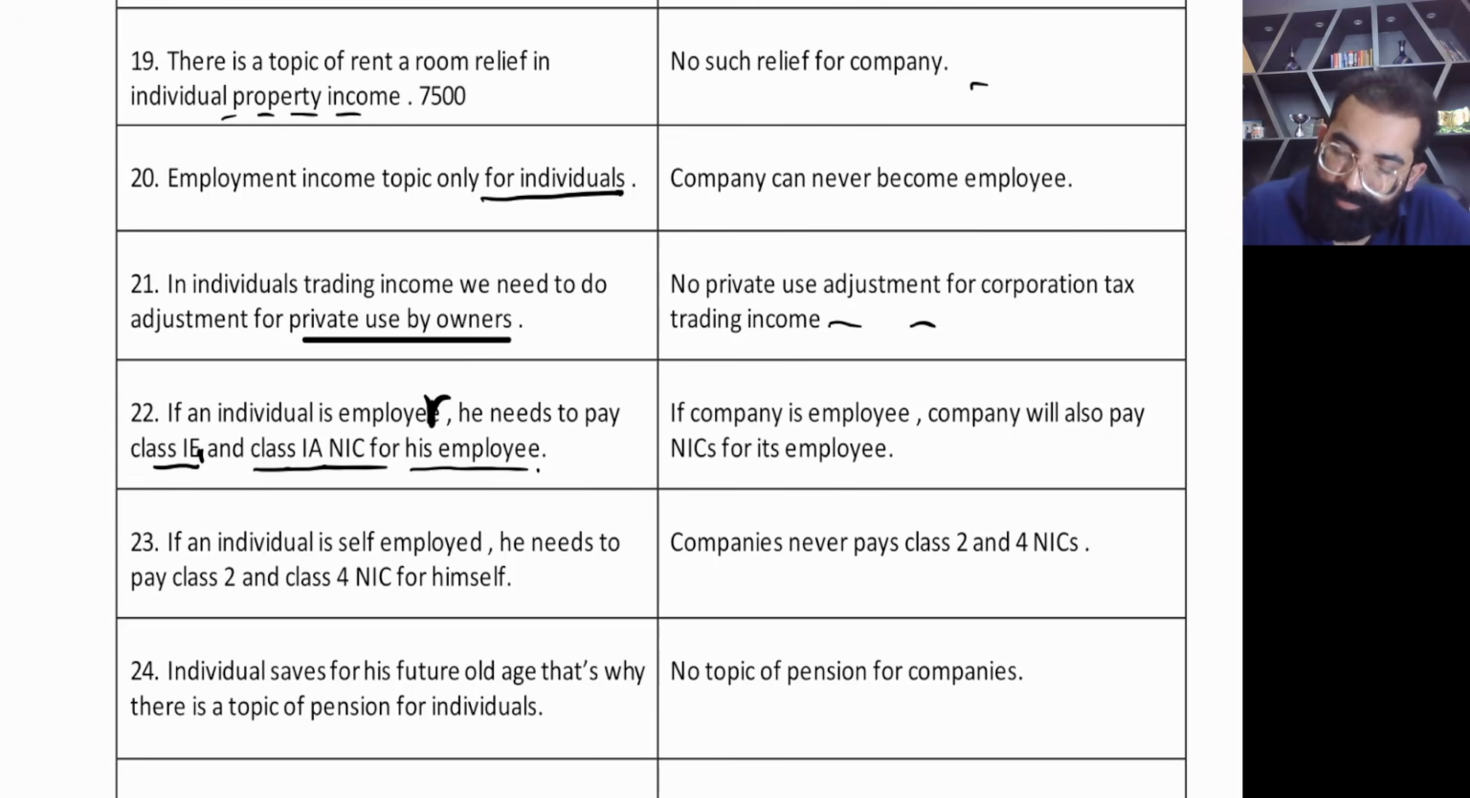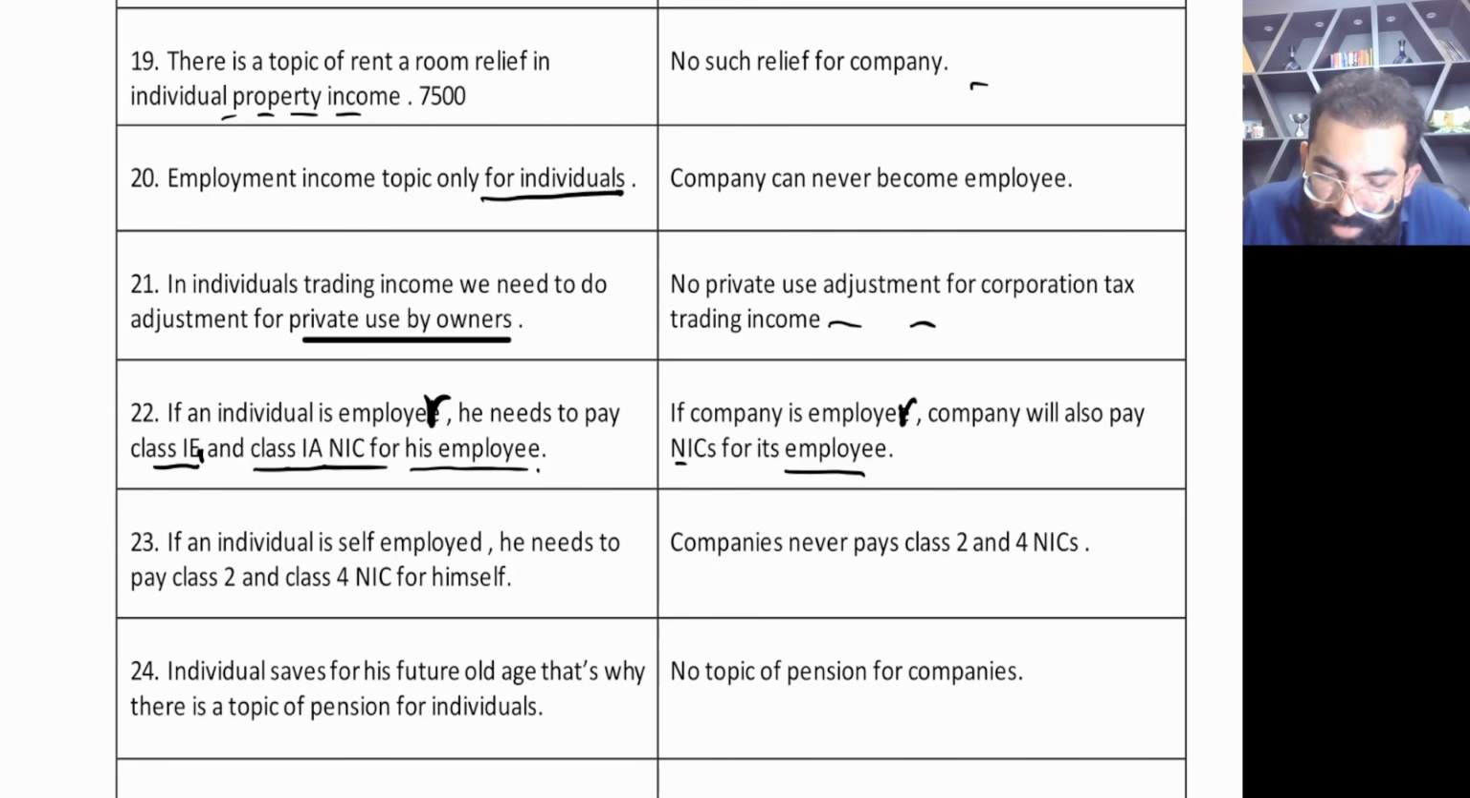Very easy. But if a company is an employer, the company will also pay NICs for employees. Yes, both NICs. If the company is an employer, the company will also pay. But now the next question is very interesting.